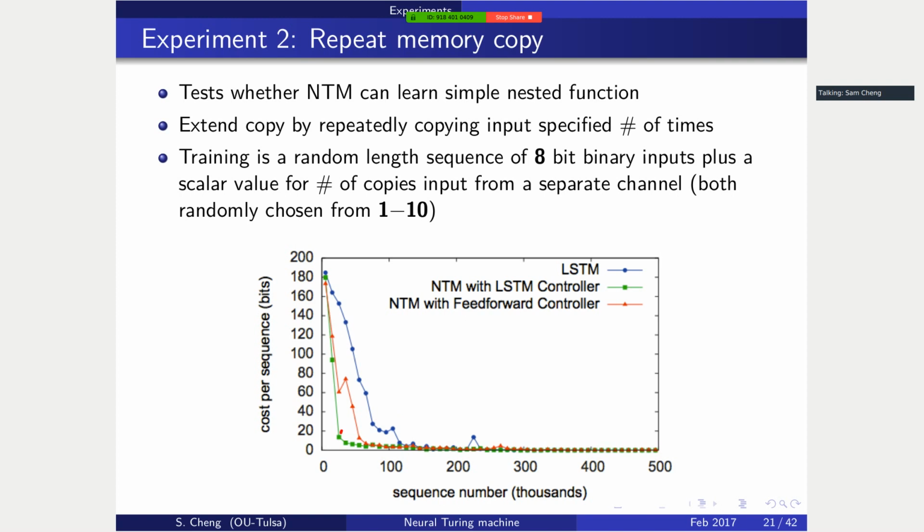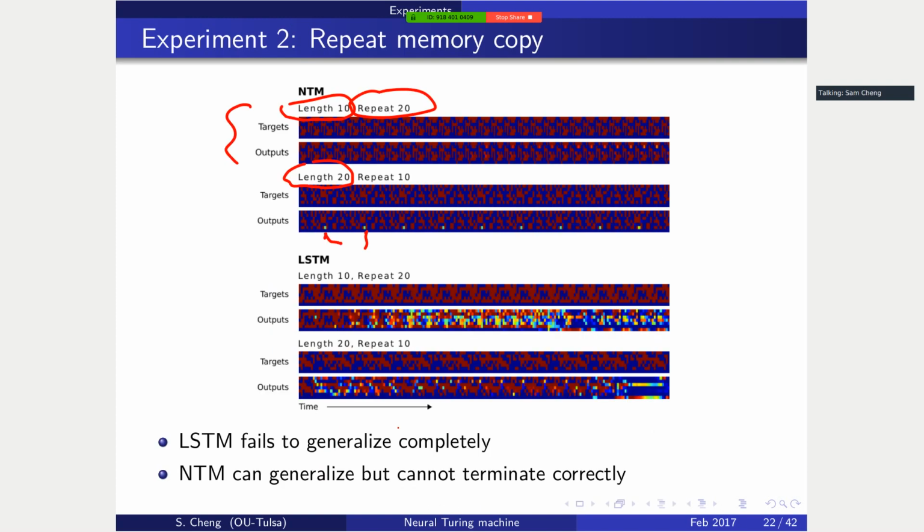Okay. Also, training is faster even. So you see, for NTM, it's actually training faster. For LSTM, it's not just that it generalizes better, it's actually trained better as well.